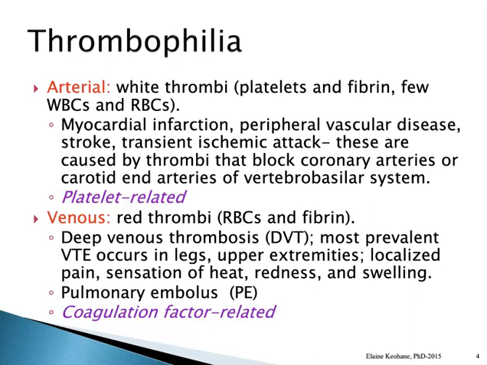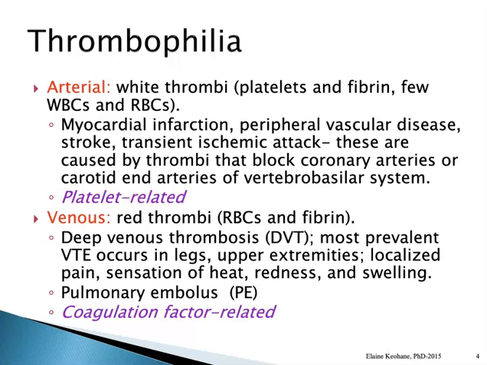Arterial thrombophilia is more platelet related. On the other hand, venous thrombophilia involves the red thrombi. The red thrombi are composed of red cells and fibrin. A deep vein thrombosis is the most prevalent type of VTE, which occurs in the legs or the upper extremities, and the patient will feel localized pain, the sensation of heat, some redness, and swelling.